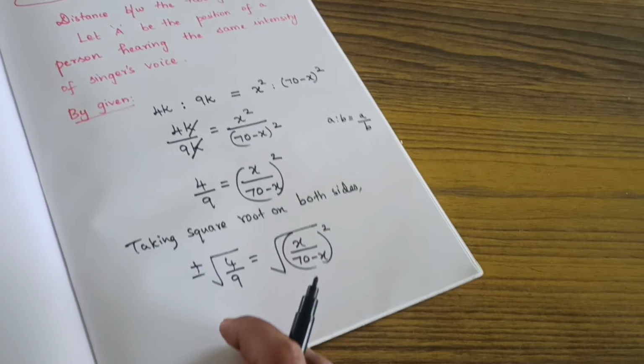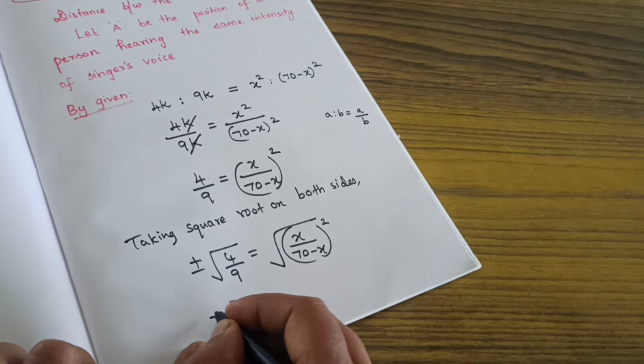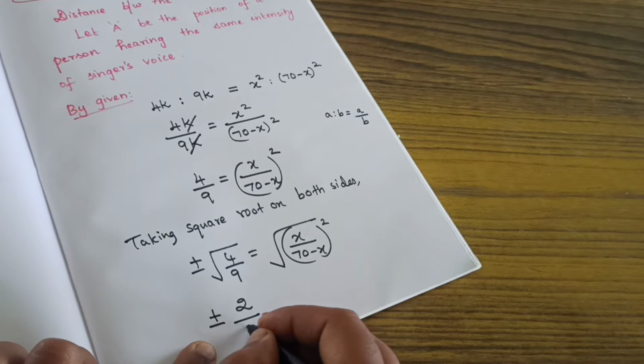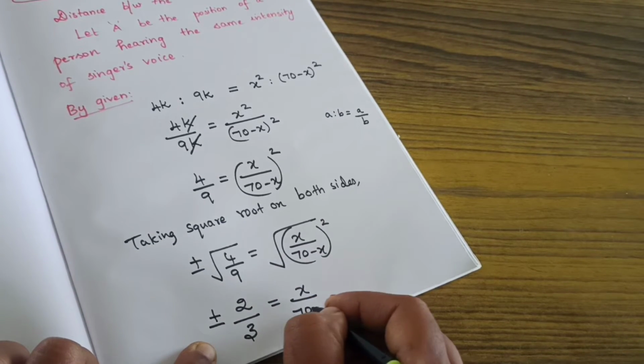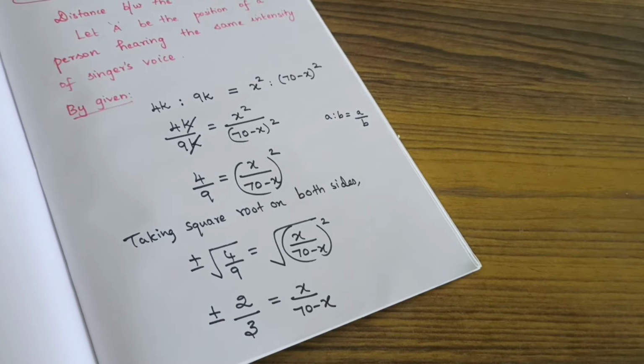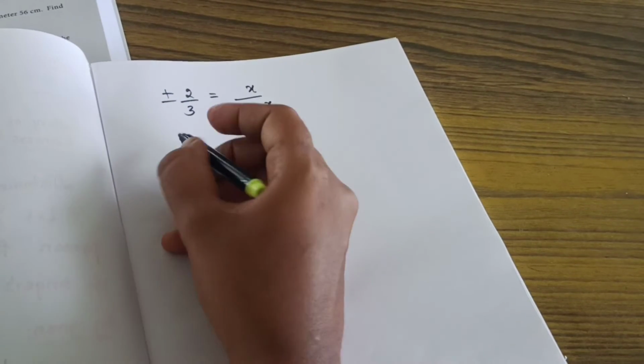Here square and root gets cancelled. Square root of 4 is 2 and square root of 9 is 3, so square and root get cancelled. So we have x by 70 minus x. Here two values, plus value and minus value, we need to check. Listen dear students, I am going to separate the two values.